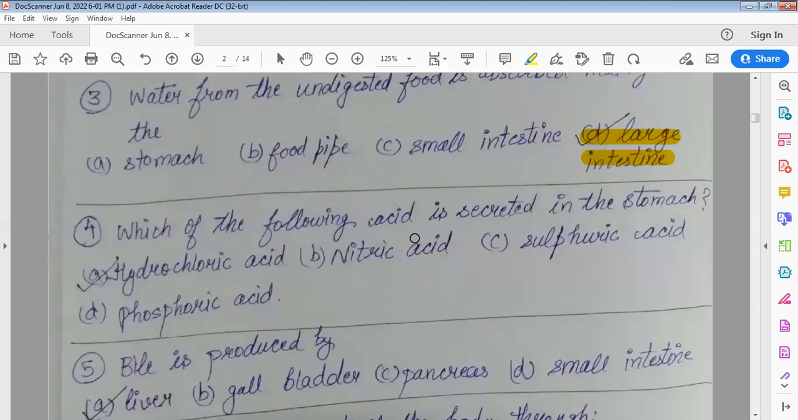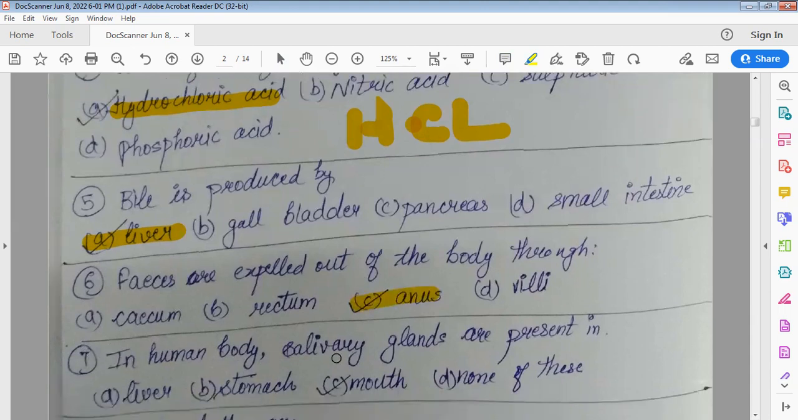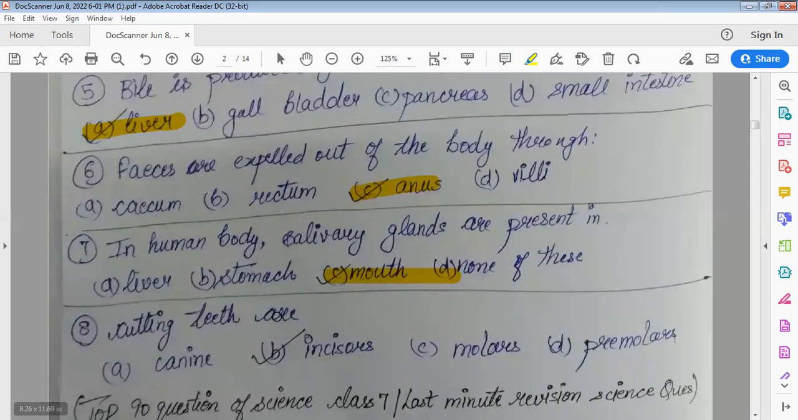Which of the following acid is secreted in the stomach? Hydrochloric acid, also known as HCl. Bile is produced by the liver. Feces are expelled out of the body through the anus. In the human body, salivary glands are present in the mouth. Cutting teeth are incisors.